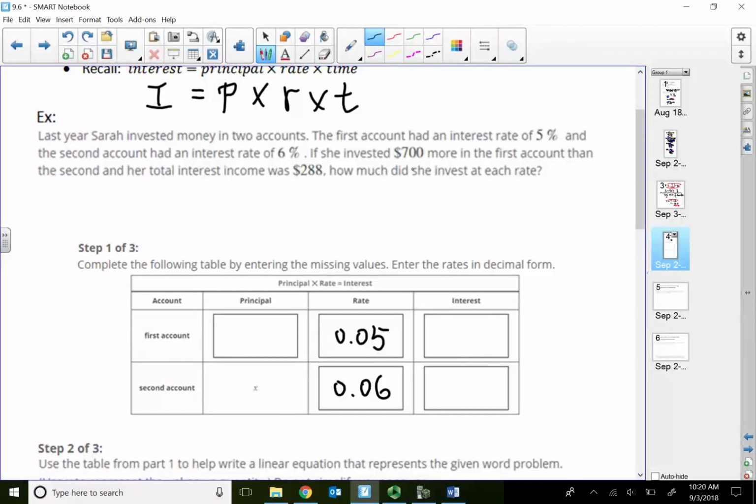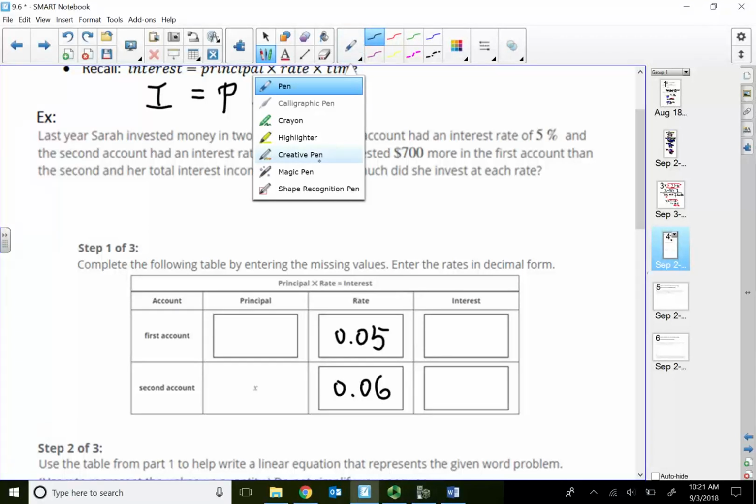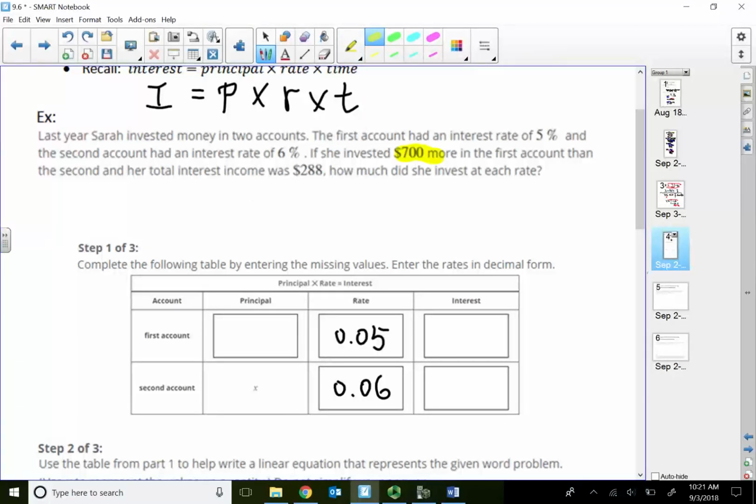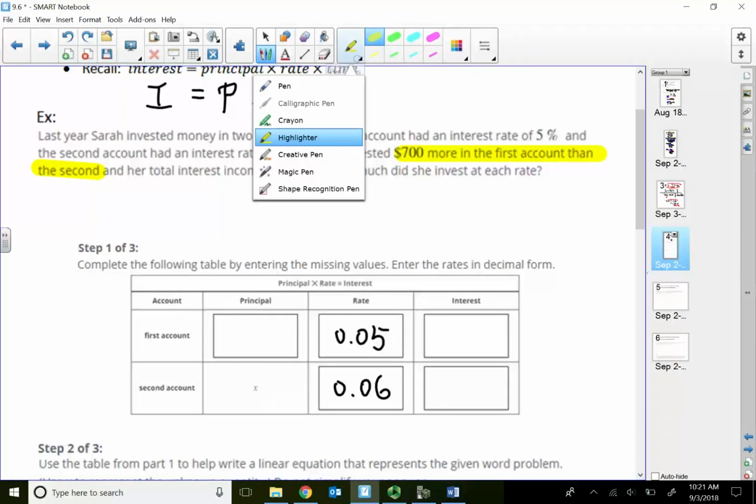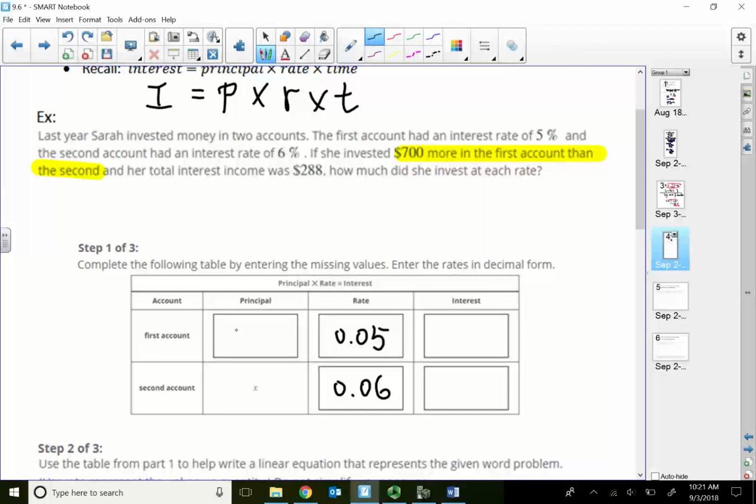If she invests $700 more in the first account than the second account, this part, $700 more in the first account, is referring to the principal. So let the second account be X, because that item is listed at the end of my translating sentence when I'm comparing two items. So the first account is 700, and the words "more than" mean plus, the second account, which is X.